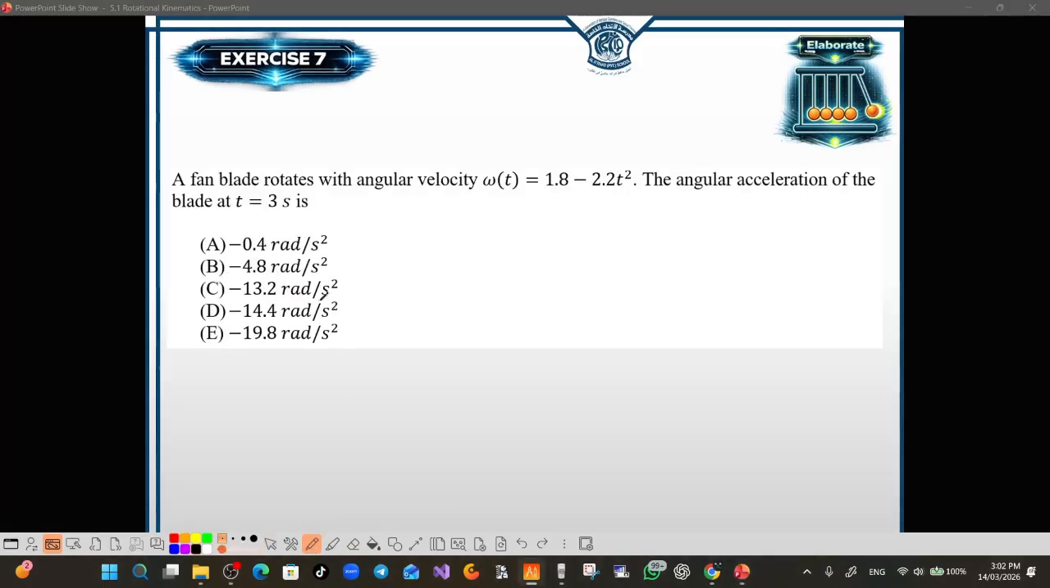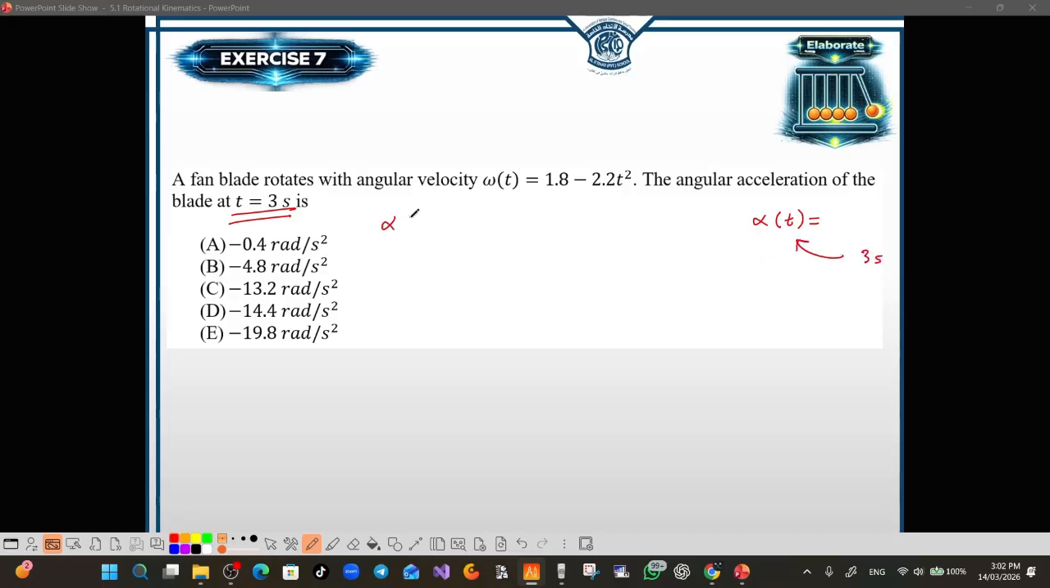Now exercise 7. A fan blade rotates with angular velocity omega of t equal to 1.8 minus 2.2 t squared. What is the angular acceleration? So here we have the time equation for omega, and we want to find the angular acceleration at a specific moment. First of all, we need to construct the acceleration time equation, and then we substitute the time in this equation to get the alpha, the angular acceleration.